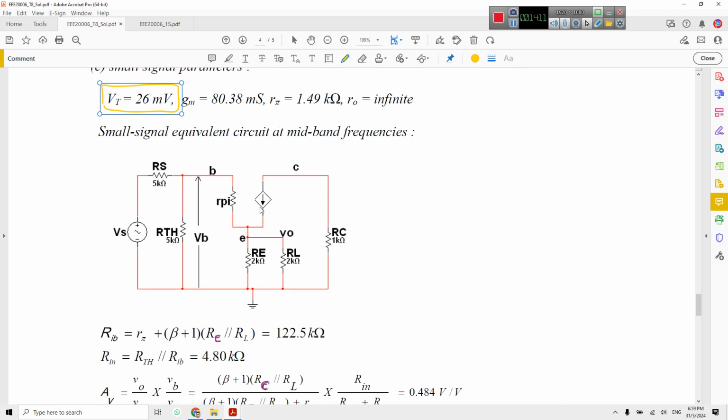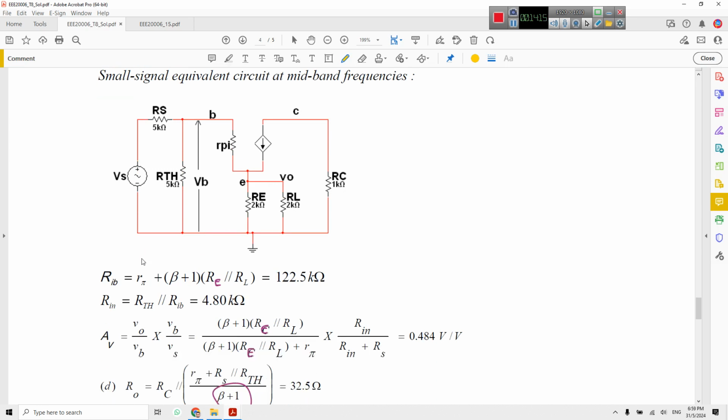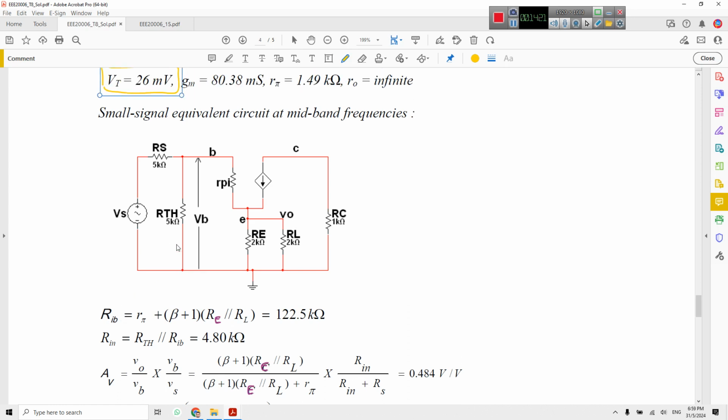Then easily, from the small signal equivalent, we are going to find the RIB. RIB is the value for the major problem here. I think in the tutorial they gave RC parallel with RE, but RC and RL are not parallel here, so these two are parallel.